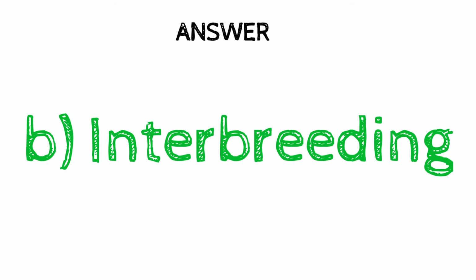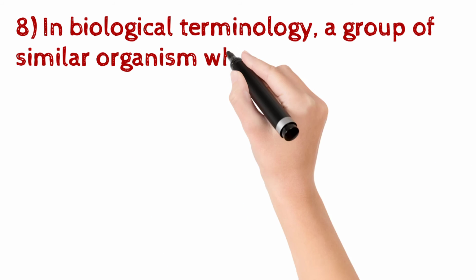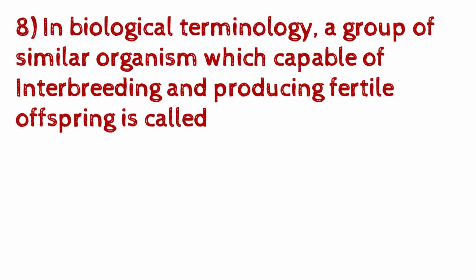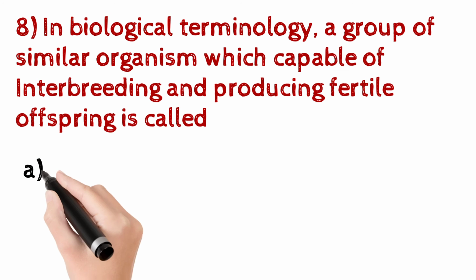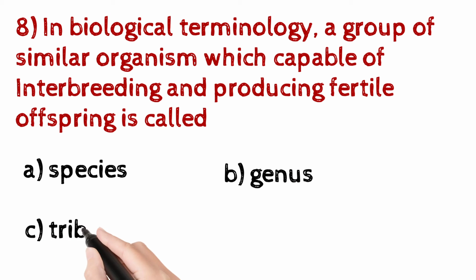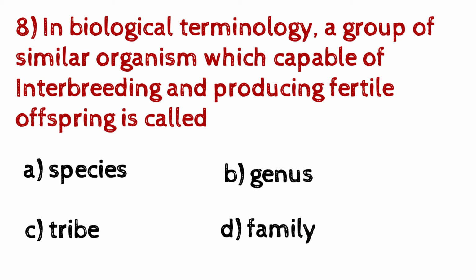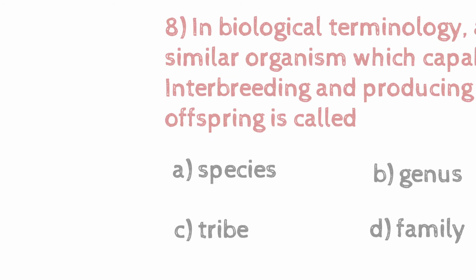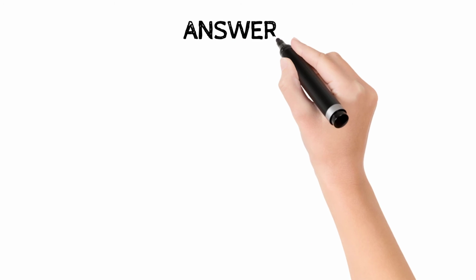Okay. Question number 8. In biological terminology, a group of similar organisms which are capable of interbreeding and producing fertile offspring is called A. Species, B. Genus, C. Tribe or D. Family. Pause the video and take your time. So the answer is A. Species.